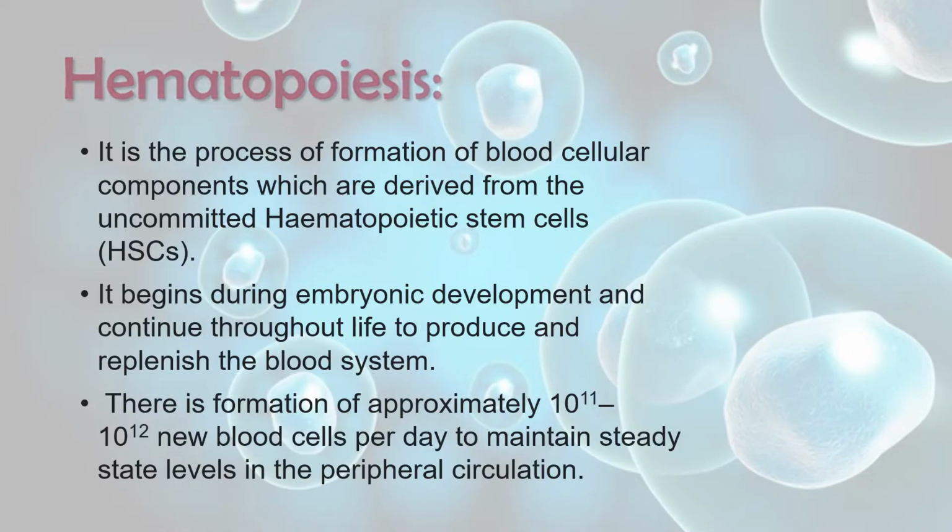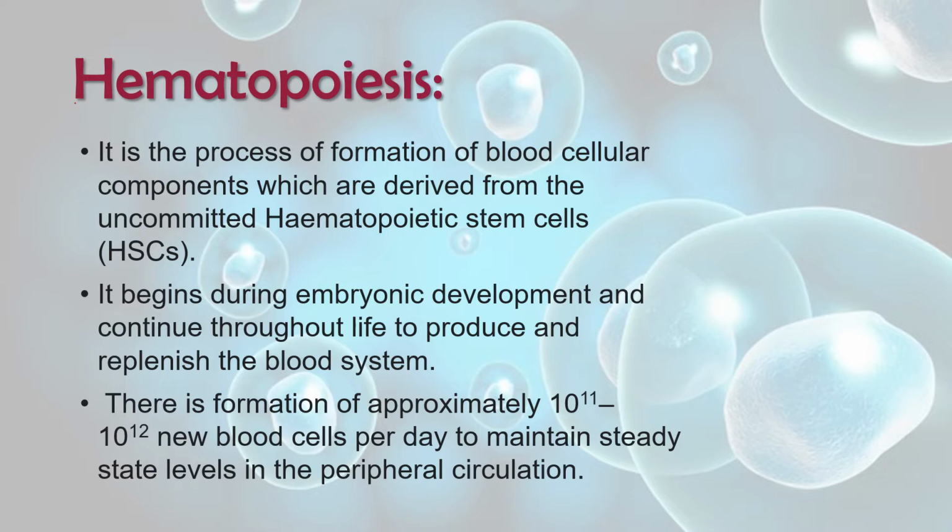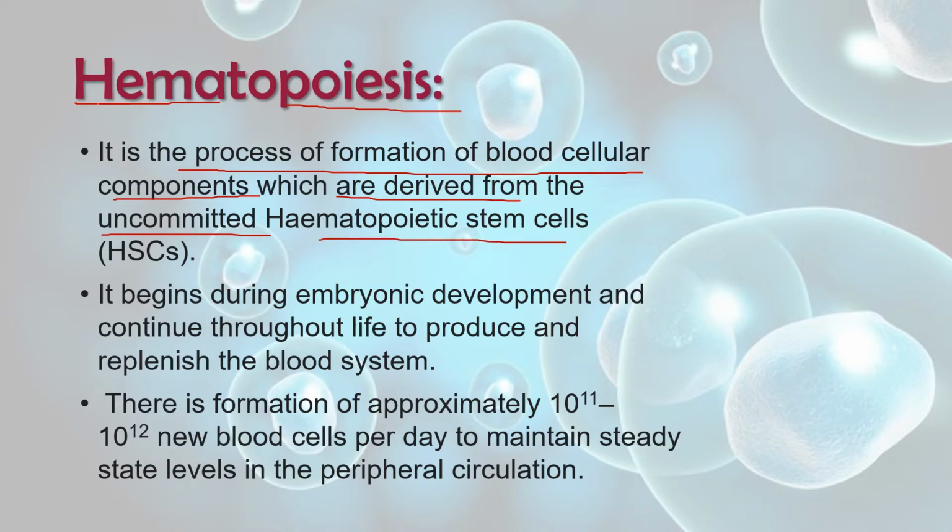Now, what is hematopoiesis? It comes from the Greek words heme and poiesis. Heme means blood and poiesis means formation, or to form. So it is the process of formation of blood cellular components which are derived from the uncommitted hematopoietic stem cells. So this is the new term. Let's talk about what hematopoietic stem cells, or HSCs, are.